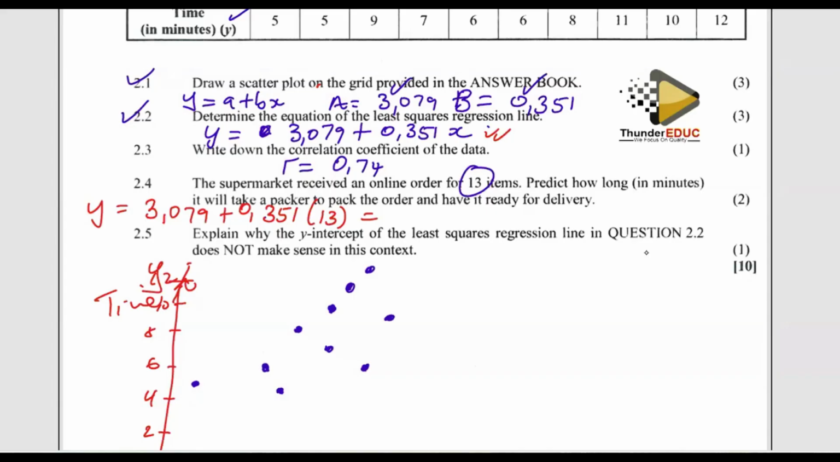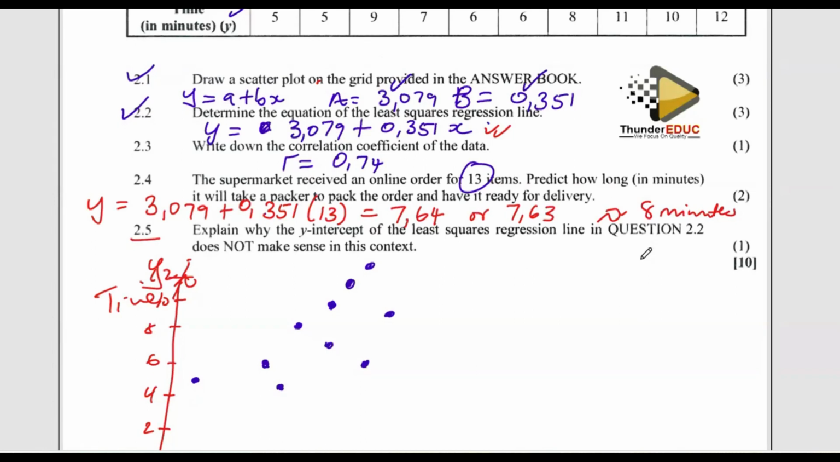So the answer I'm getting is 7.64 minutes if I use the 3 decimals. If I use just 2 decimals of the equation, I should be having something like 7.63, which is approximately 8 minutes. Okay, that's if I'm to round it off. Then 2.5, it's not a must to round off. Even these decimals are perfect.